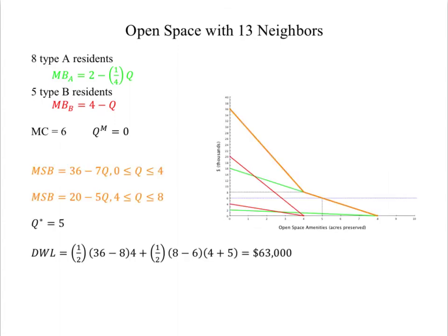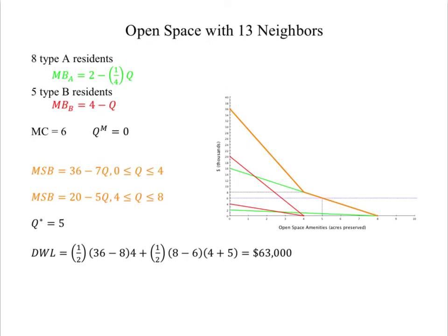But if we sum up the 8 Type A marginal benefit curves and add them to the 5 Type B marginal benefit curves, we get the marginal social benefit curve depicted in orange. Society wants 5 acres of open space to be preserved, where marginal social benefit equals marginal cost. The deadweight loss from failing to do so would be the area under marginal social benefit above marginal social cost.